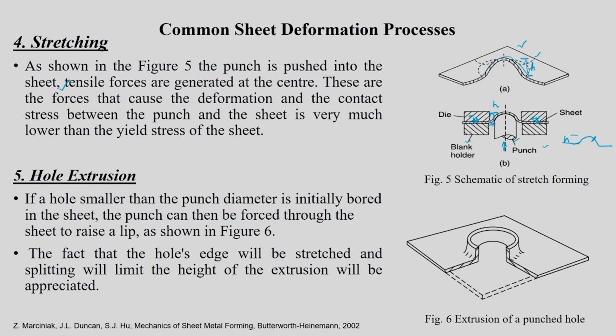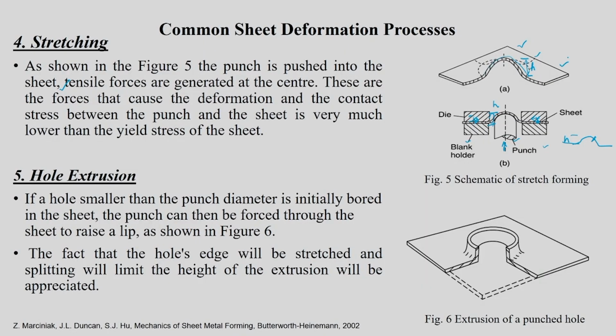And then hole extrusion is another sheet forming process. It is also called hole stretching. It is the same stretching operation, but you can imagine that the sheet has a hole at the center, and there is a punch. There are standard methods for that, which we are not going to discuss, but the punch is going to deform the sheet where the hole is located.